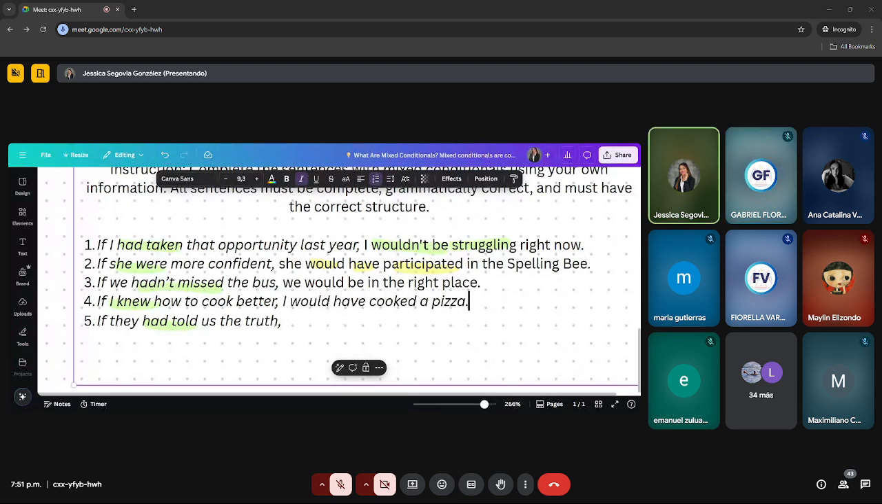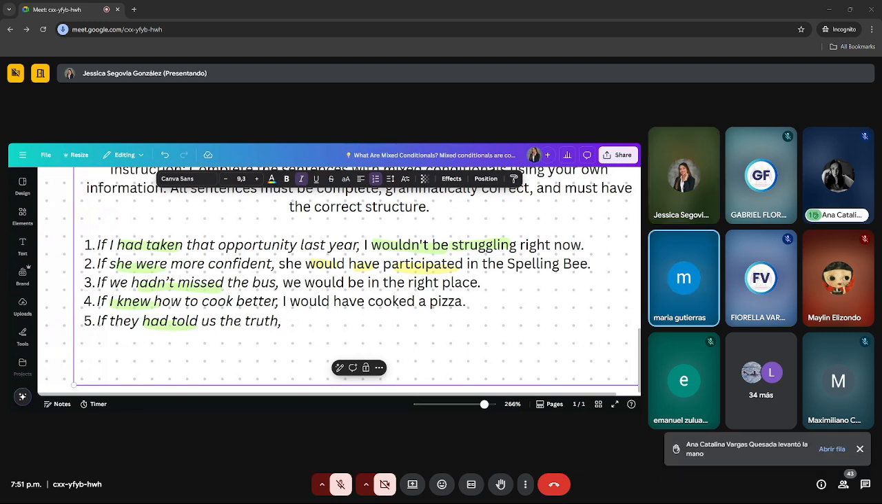Very good. Here we have the first structure. It's a clear past simple. So for the second part, we will continue with our magic trio would have and past participle verb, which is correct. I would have cooked a pizza. Very good. And the last one, number 5, if they had told us the truth, this is a past situation. Who would like to continue it? Can I redeem? Yes, you may.